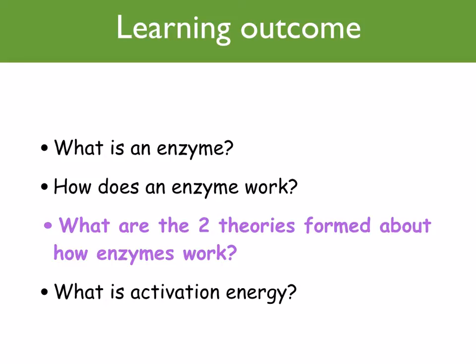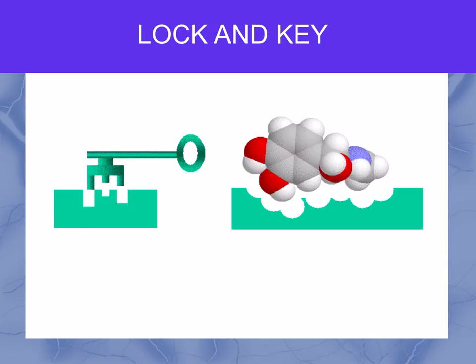So what are the two theories formed about how enzymes work? Well, the first one is the lock and key, and this was proposed by a man called Fisher in 1890. The key represents the substrate and it fits perfectly into the active site of the enzyme, like a key fits into the lock. Enzymes are therefore specific in the reactions that they catalyze.